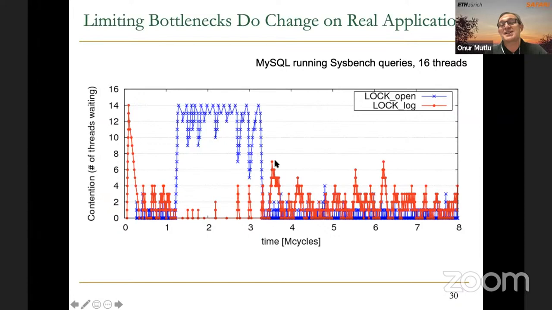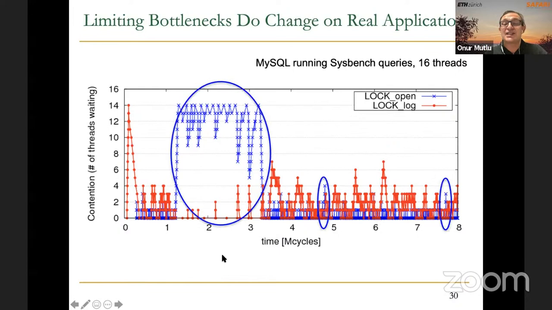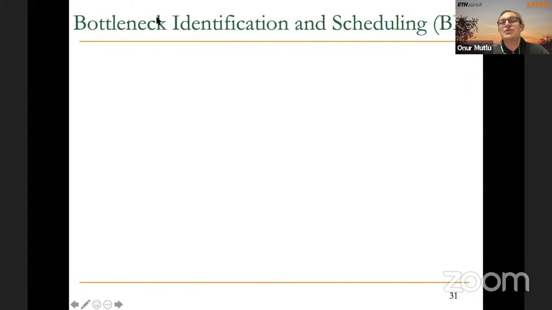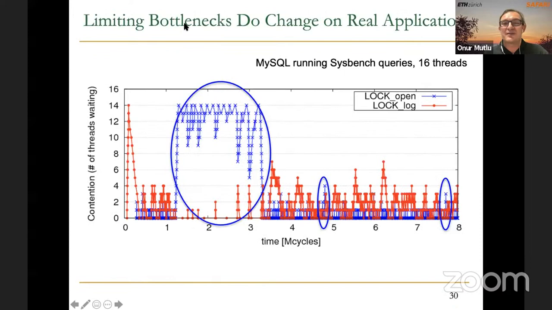It's another example from MySQL running some queries, 16 threads. There are two locks you can see. And you can see that the problem is actually even worse. It's in a very fine grain, you see changes in the limiting bottlenecks. Limiting bottleneck is defined as the bottleneck that causes the most number of threads that are waiting. Okay, and you can actually draw these similar beautiful curves for different applications, and you will see similar curves. It's very interesting to draw them, but basically parallel applications are like this.